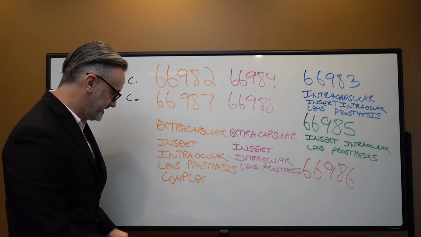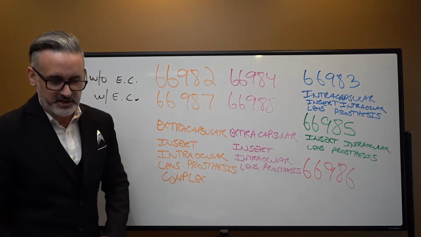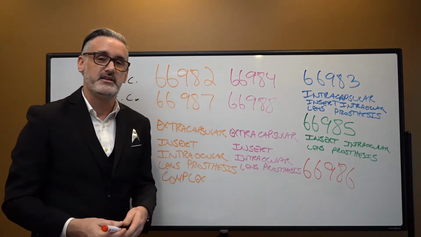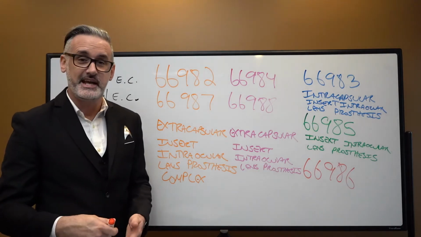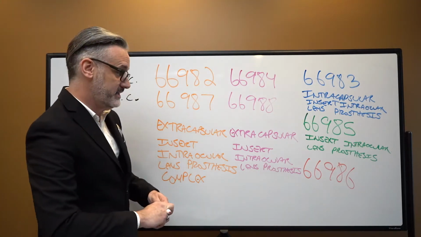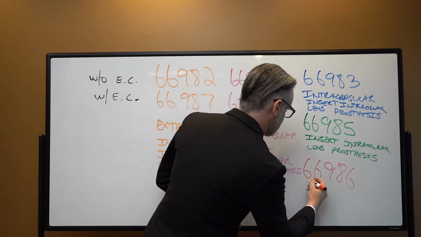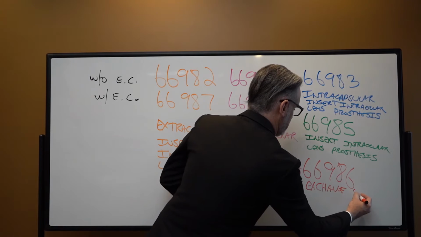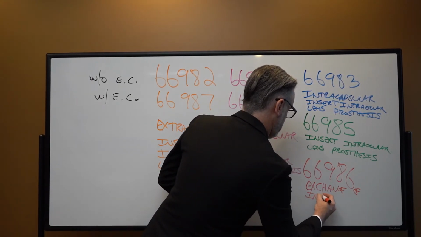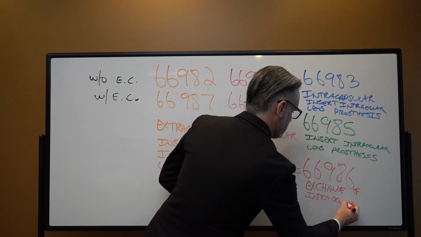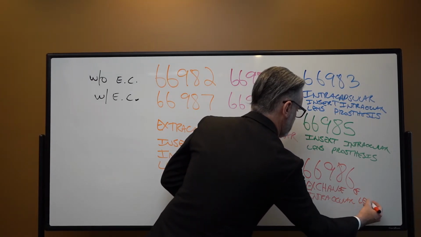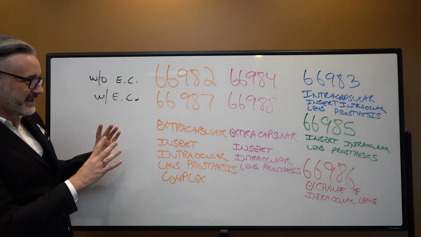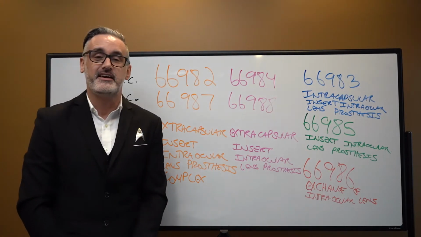And then the 66986, exchange of intraocular lenses. So we're doing an exchange, intraocular lens out and new intraocular lens in for the 66986. So exchange of intraocular lens. So we can see, with the color coding, each different section here for the cataract removals.